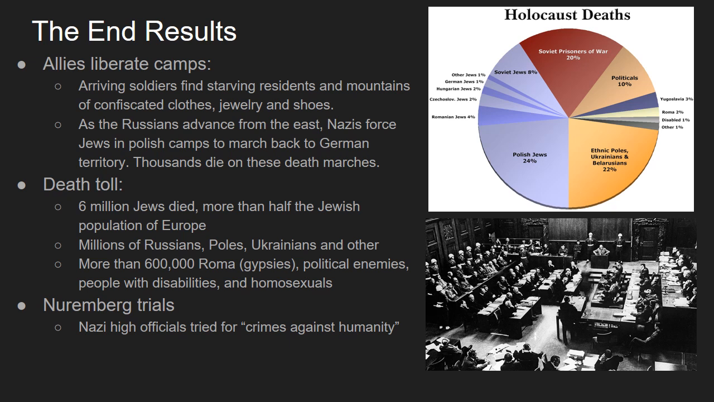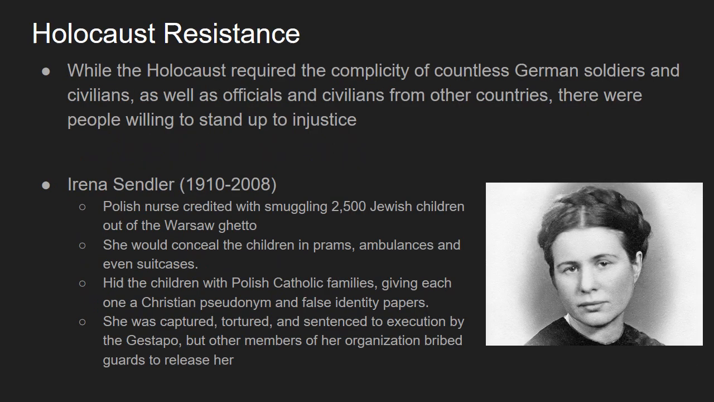At the end of the war, the Allies held a series of trials known as the Nuremberg trials, where Nazi officials and leaders were put on trial for their actions during the war. Nazi high officials were accused of crimes against humanity. This was the first time in history that that term was used, because under the Nazi regime, they had not committed any crimes. Their actions were made legal.